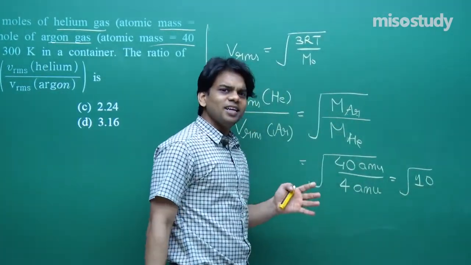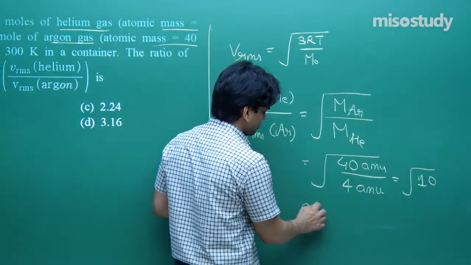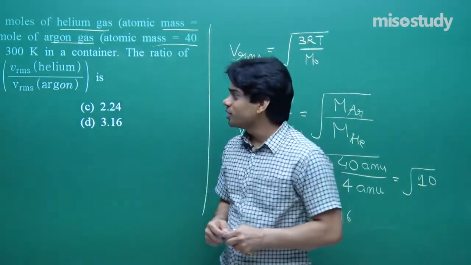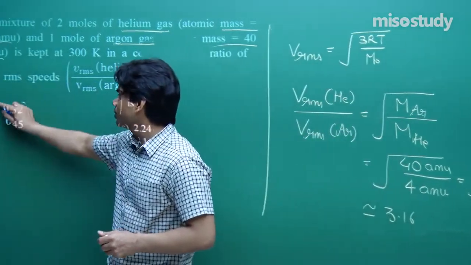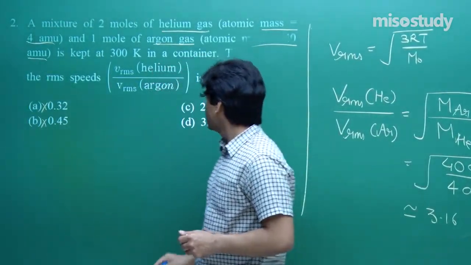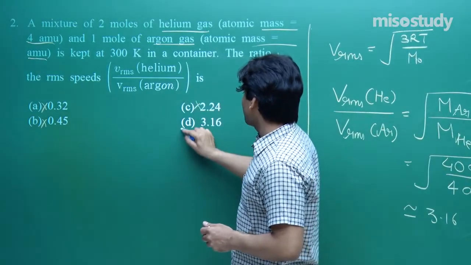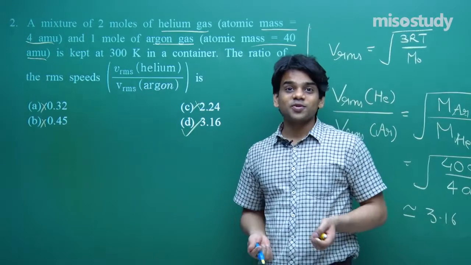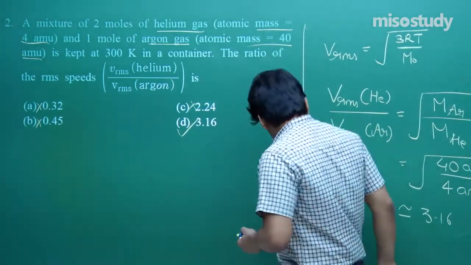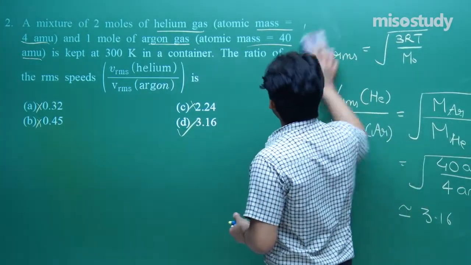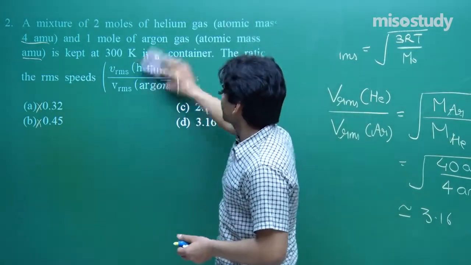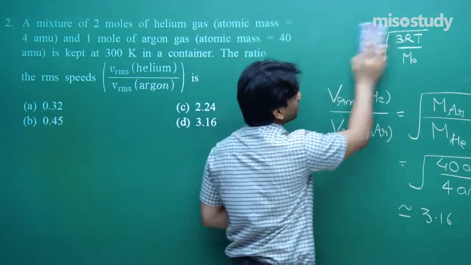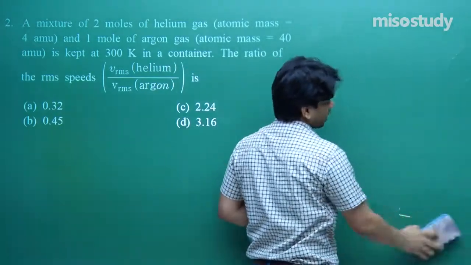Under root 10 is nearly equal to 3.16. Let's check with the given options. 0.32, no, this is not the answer. 0.45, no. 2.24, no, and 3.16, yes. Under root 10, 3.16. So write this. In this way we can obtain it. This question was asked in a previous year examination. So I believe that you'd have the idea what questions can be raised in this chapter.